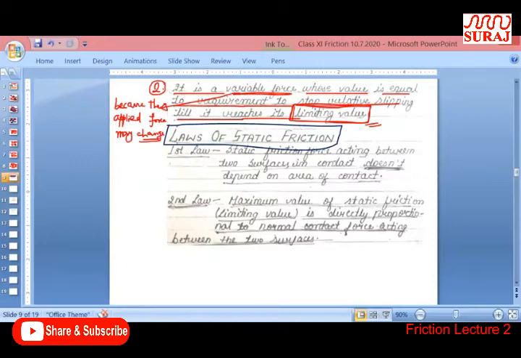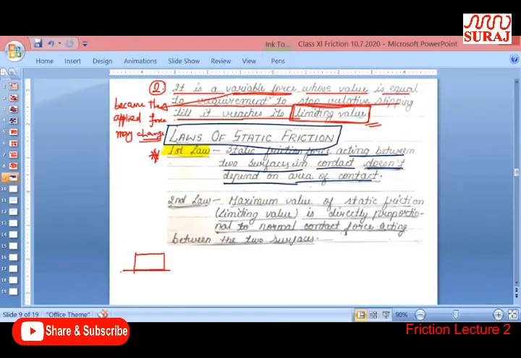The first law, see, the static friction force acting between two surfaces in contact does not depend on area of contact. This is the law of static friction. The first law is what? The static friction force does not depend on the area of contact.